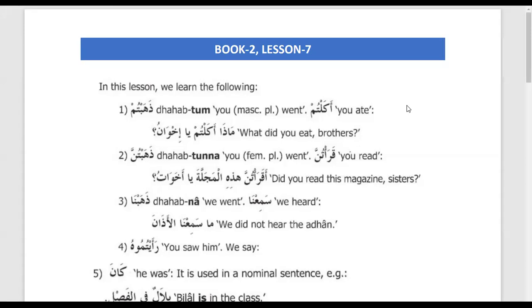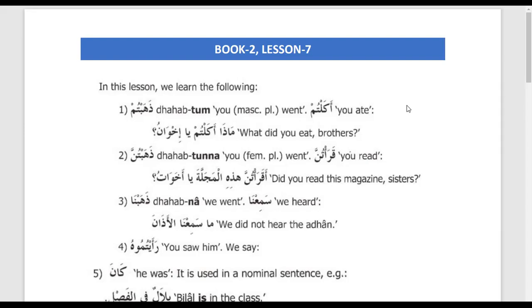So inshallah we are going to start lesson number 7. Before we start, I would like to ask: if I ask you to translate, talking to the masculine, "you all went," how will we translate it? To the male, to the masculine. Anyone can answer. Yes. ذهبتم.